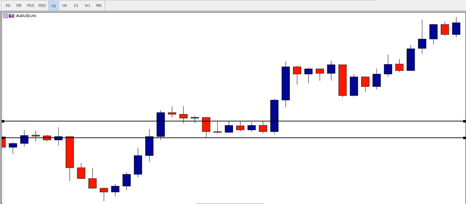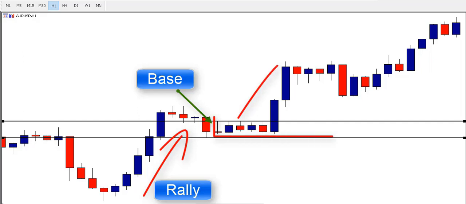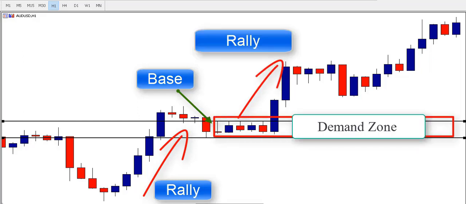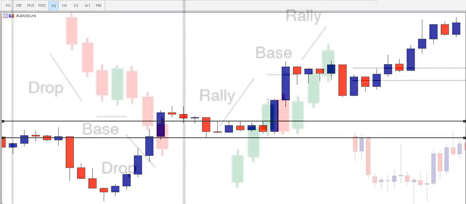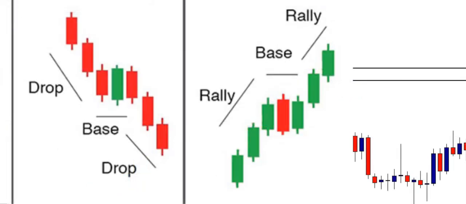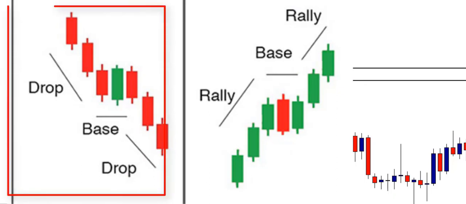As you can see here, this is a rally followed by a consolidation and another rally that creates the demand zone. A RallyBaseRally is a continuation pattern that formed during an up move. The first rally is a move up, followed by a small consolidation, and followed by another move up that creates the demand zone. Now let's move to the next continuation pattern, which is the DropBaseDrop.